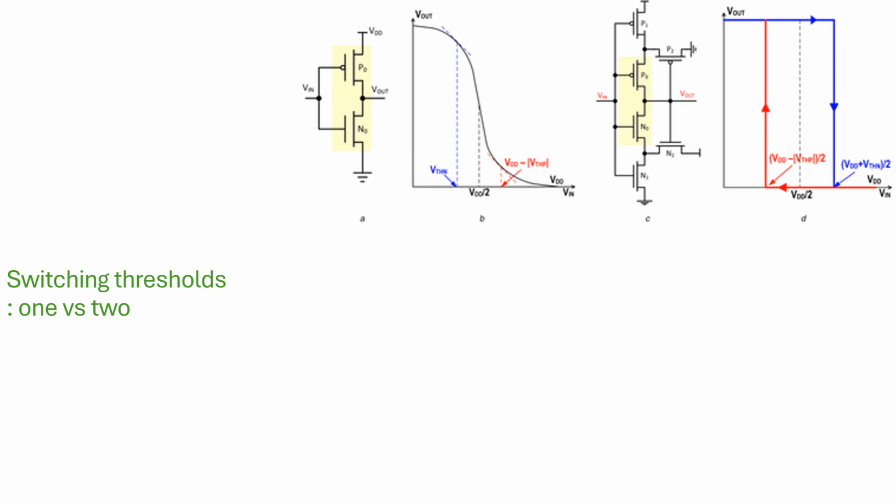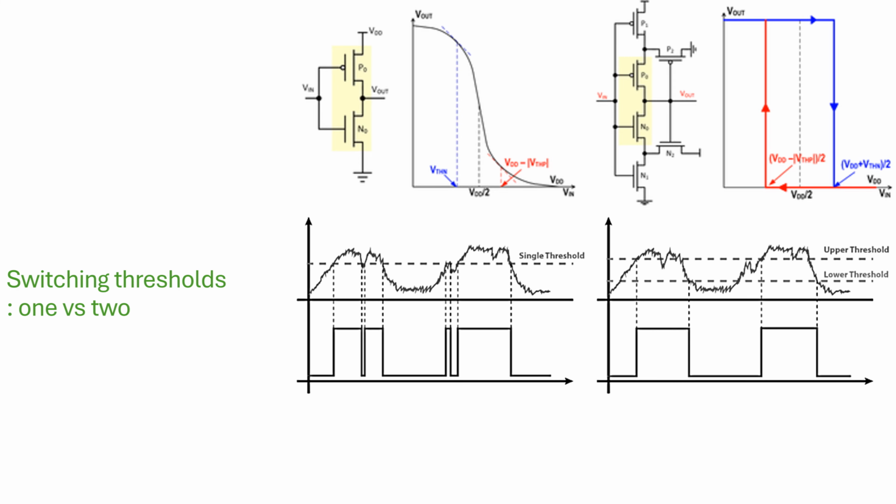Okay, let's take two circuits. The left side is an inverter with a single threshold point. The right side is a Schmitt trigger with two threshold points. Observe this: a threshold point is an input voltage for which the output transitions. This transition can be different for high to low switching and low to high switching. These are the threshold points.